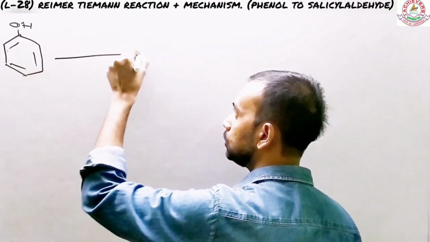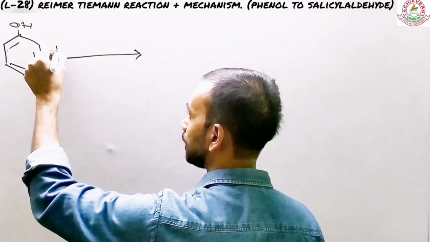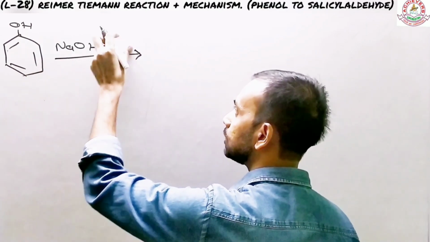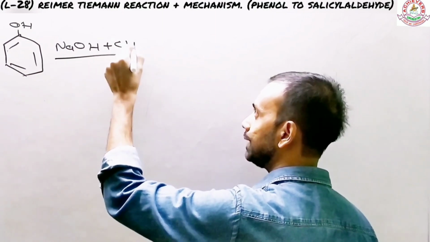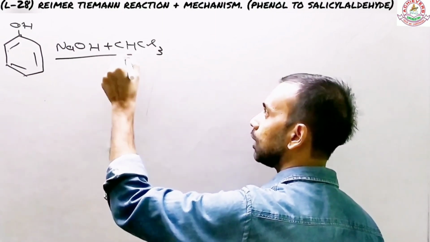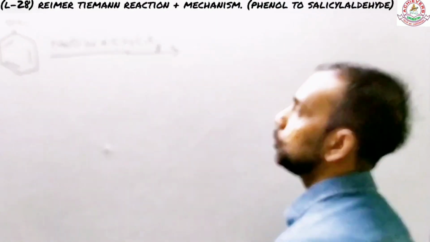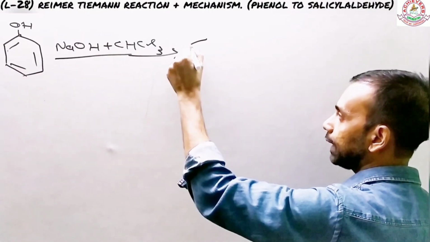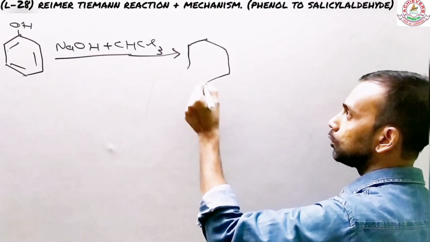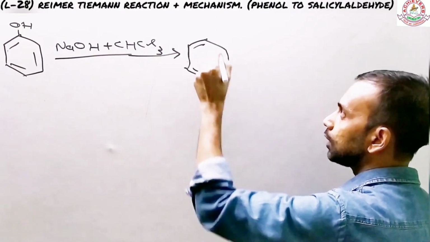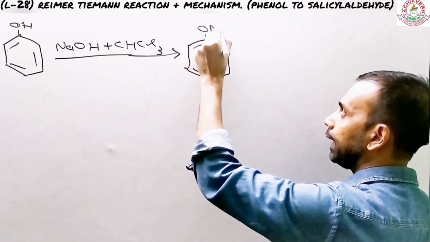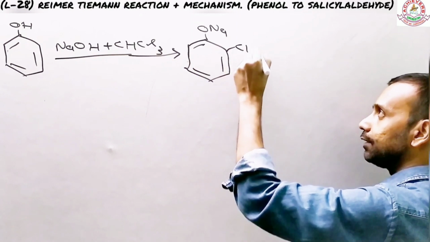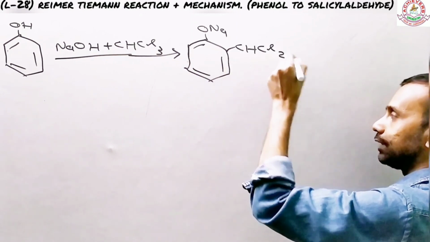What you need to do is use two reagents at the same time. One is NaOH and the other is chloroform, CHCl3. And by doing so, you obtain an intermediate, and that intermediate looks like this one, ONa. It's a sodium phenoxide, but as per NCERT, there is something like this here.